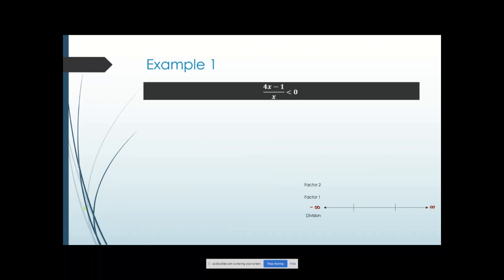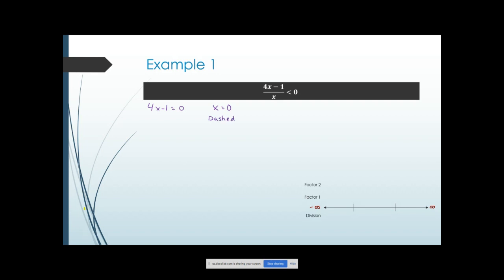Oops, too many. Okay, so let's look at example 1 here. We have one side with 0, and these actually are already factored because they're not quadratic. We actually have linear things here, and that's completely okay. So you're going to set the top equal to 0 and the bottom equal to 0. So the numerator is 4x minus 1, so that equals 0. And then you need to set the denominator equals 0, x equals 0. And because x equals 0 is the denominator, that one is going to be dashed.